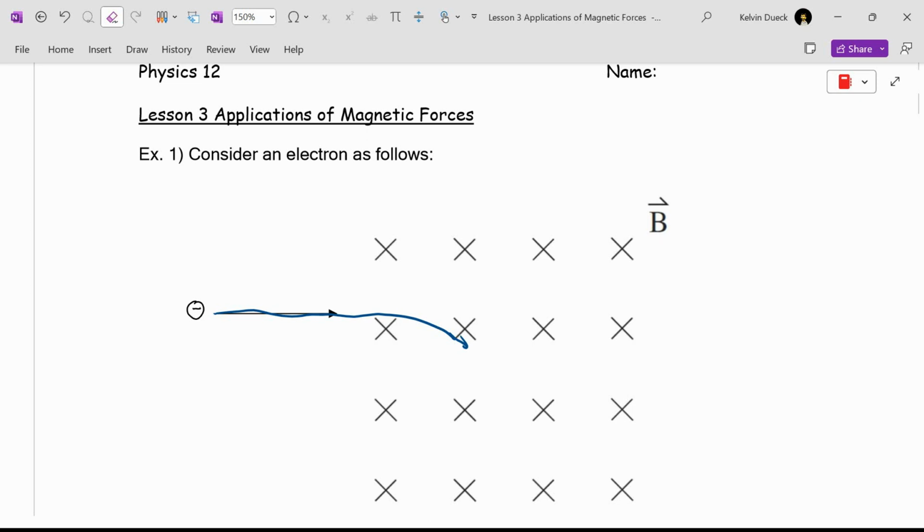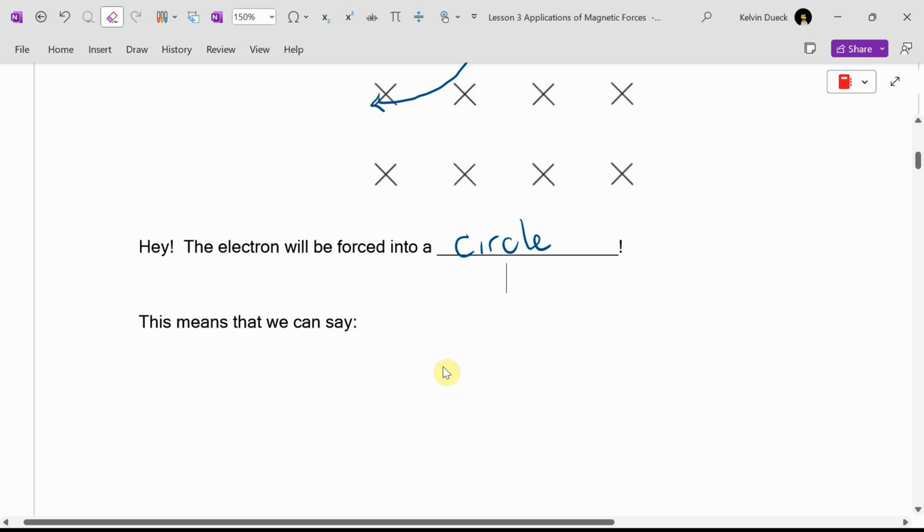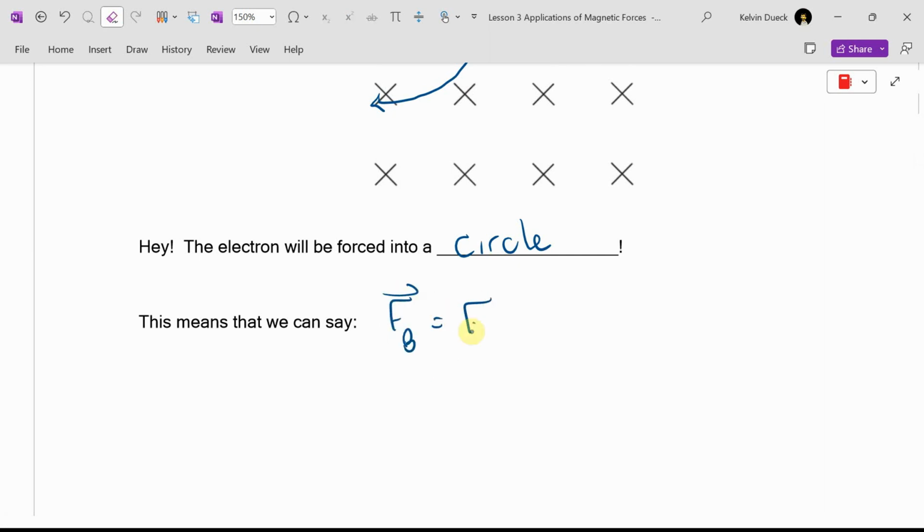Up and left. So everybody point your thumbs up and left, fingers into the page. Now which way will the electron get deflected? Kind of diagonally. And in fact, what we have is this. The electron will be forced into a circle. Do you know what that means we can say? We can say magnetic force is pushing me in a circle.